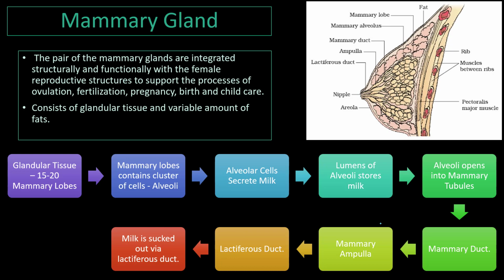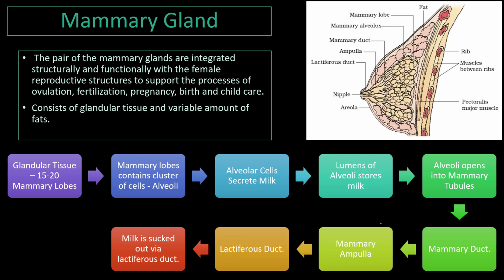The last structure that we will talk about in this particular part is the mammary gland. The pair of mammary glands are integrated structurally and functionally with the female reproductive structures to support the process of ovulation, fertilization, pregnancy, birth and childcare. Now it consists of glandular tissues and a variable amount of fat.